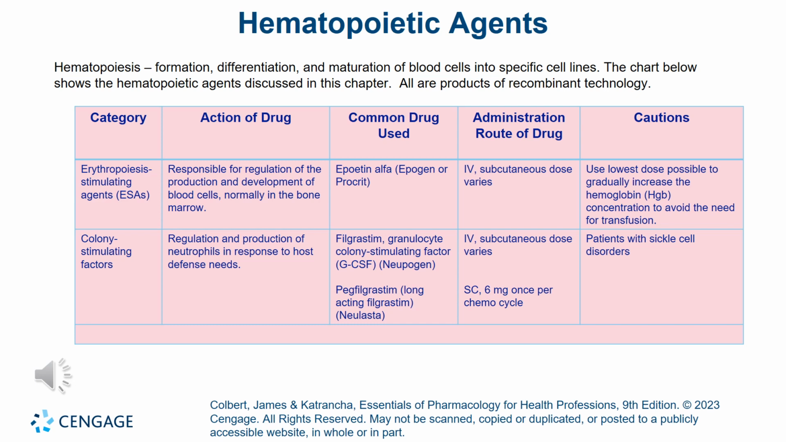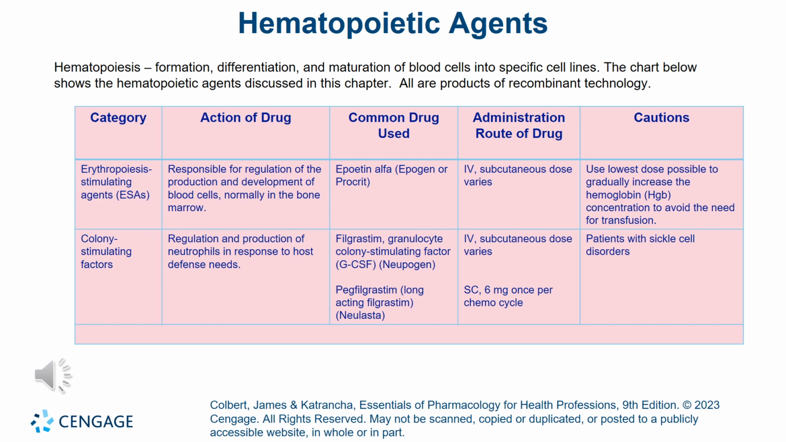Common drugs that are used in this category are epoetin alfa, or Epogen, or Procrit. They are administered through IV or subcutaneous. Dose will vary. Cautions: you want to use the lowest dose possible to gradually increase the hemoglobin concentration to avoid the need for transfusion. The second one is colony stimulating factors.